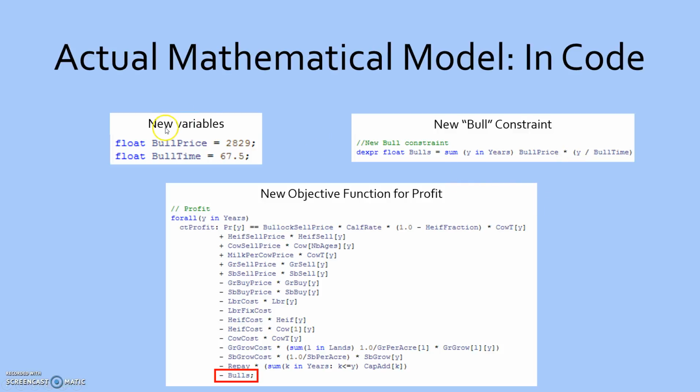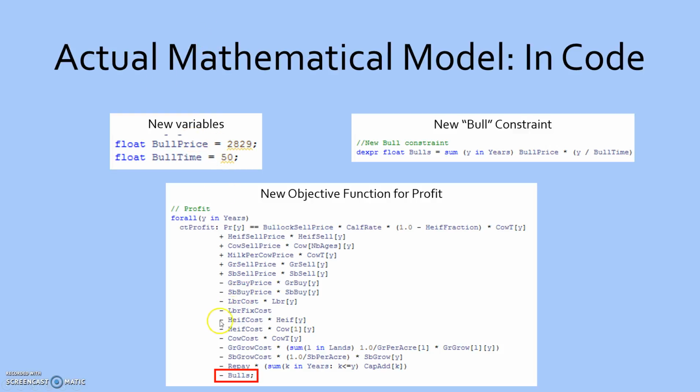And as you can see, I set a float for bull price, and this was the price of one bull, which was 2,829. And as you can see right here, this float bull time is right here in the equation. So the overall equation is the sum of the bull price times the number of years over the bull time. In order to get that variable, I multiplied the number of years, which was 5, times the average lifespan of a good healthy bull, which was 10. So that gave me 50.